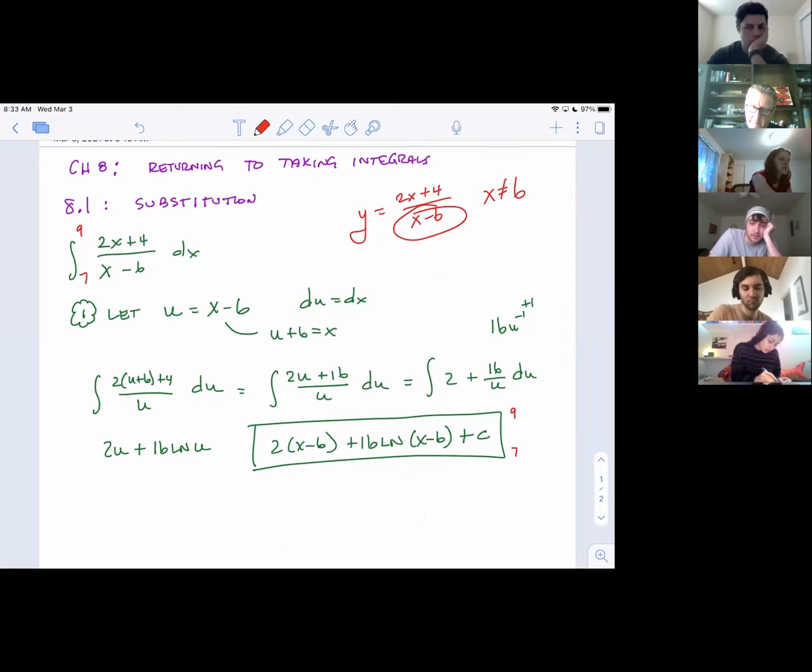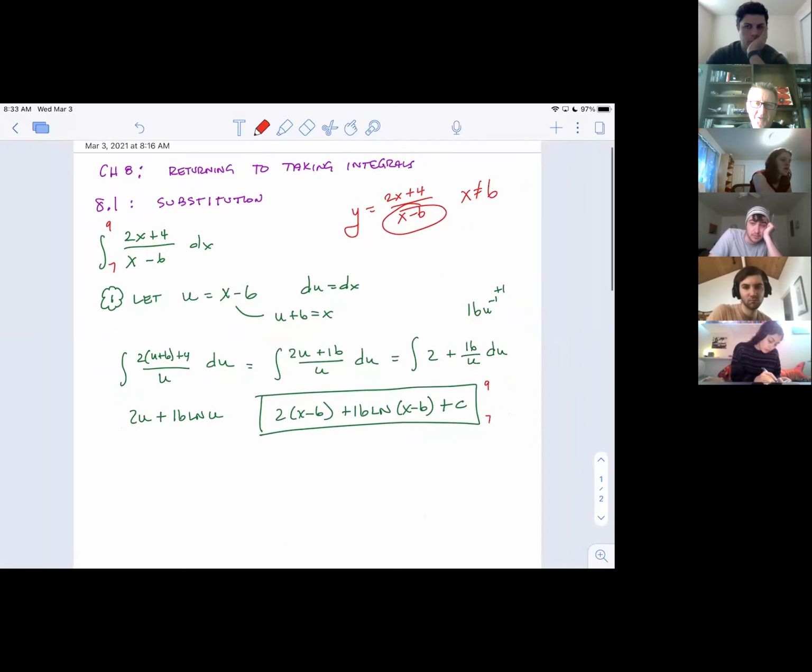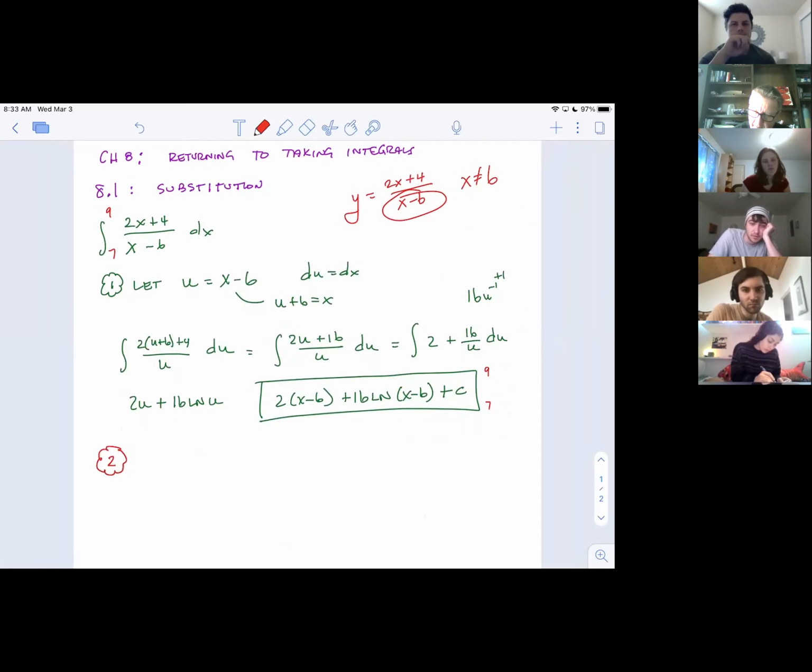But let me show you another approach to this. This isn't any better, but let me just show you another option, because really what you want to do is get creative. You actually can divide this. In other words, if it says 2x plus 4 divided by x minus 6, can't you do long division on this? That's what that means, right?